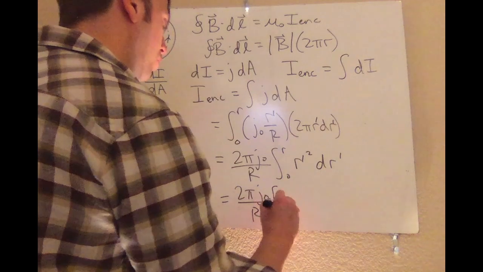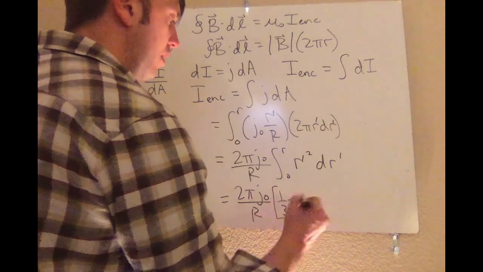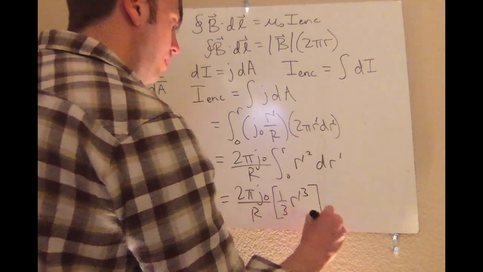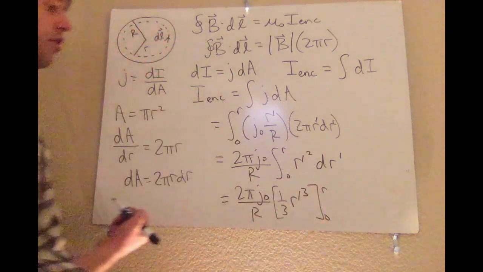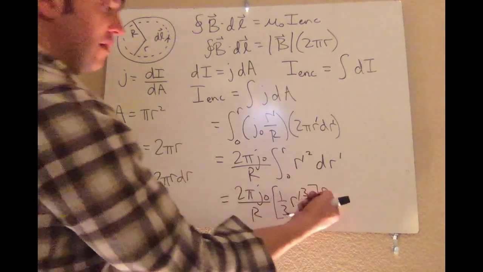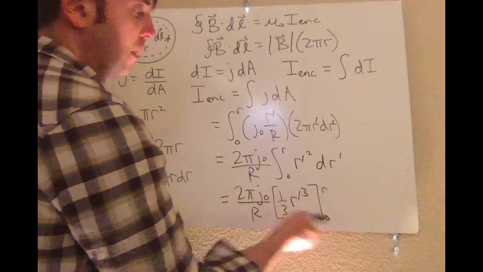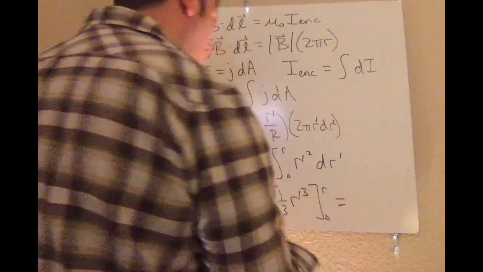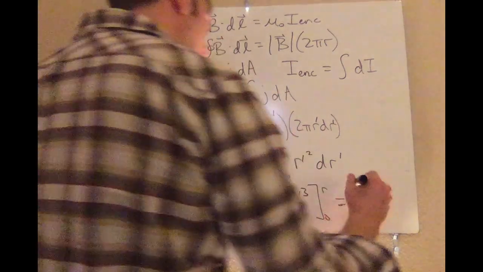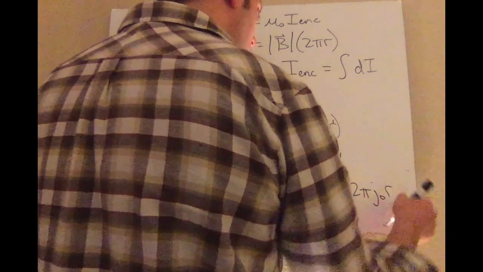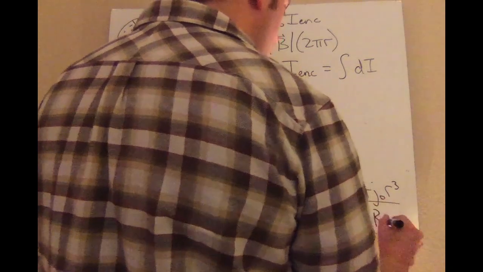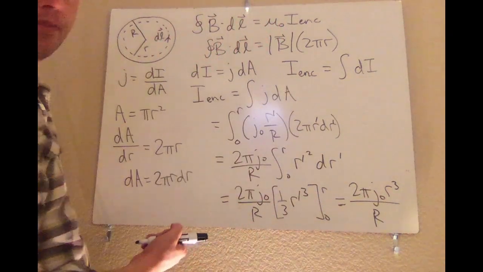And then this goes to 1/3 times r prime cubed. Take that from the limits 0 to r. Okay, so I plug in the top limit, this just becomes r. I plug in the bottom limit, it becomes 0. So since the bottom limit is just 0, this overall integral works out to 2 pi times J naught times little r to the 3rd power divided by 3 big R. So there we have it.